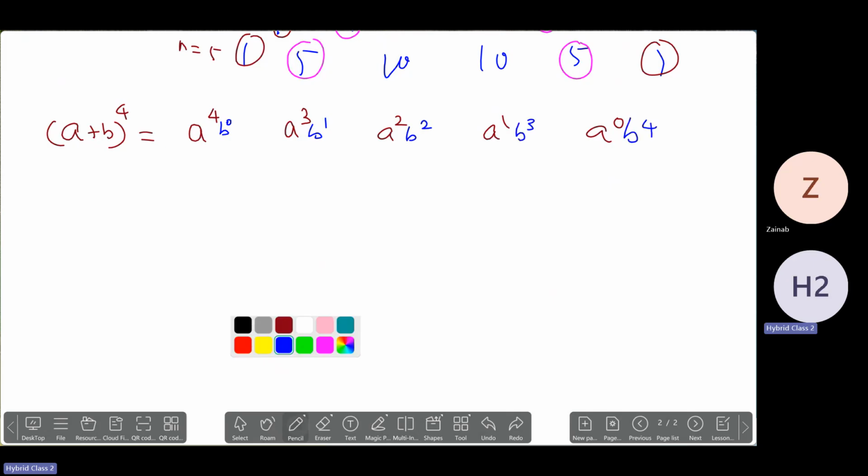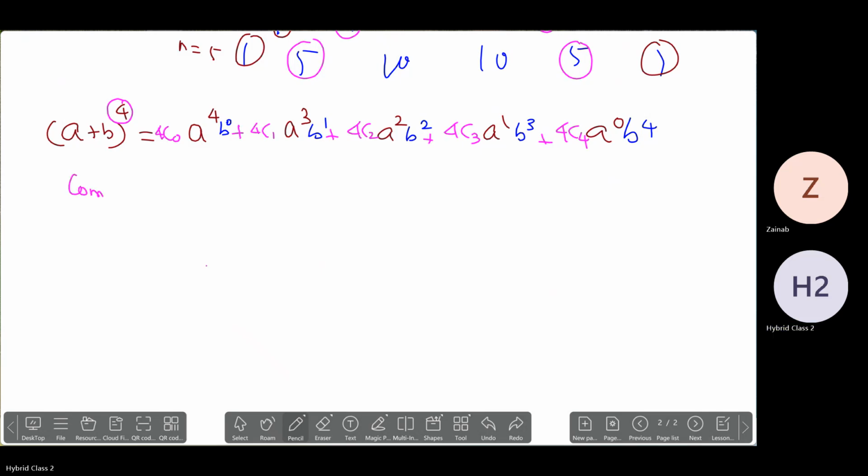How are you going to write the coefficient? We use n is 4, so 4c0, 4c1, 4c2, 4c3, 4c4. In your calculator, you have that option. Okay, so then if I add all of them, I'll get the complete expansion of (a plus b) the whole power 4. What does 4c0, 4c1, 4c2 mean? It is a combination. Later on in statistics, we'll be learning one complete chapter called combination.